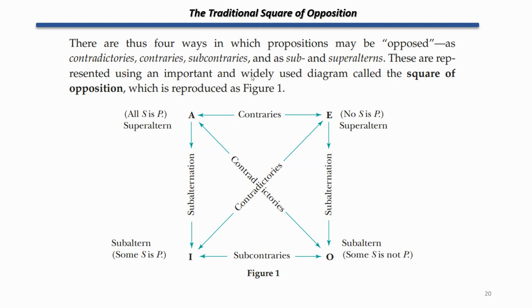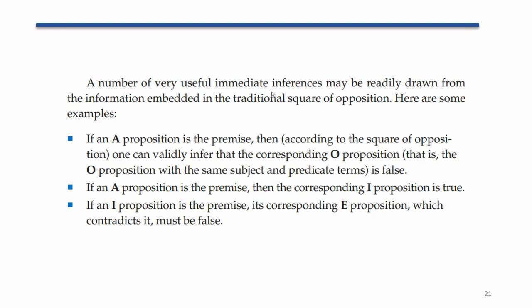So now, to summarize these things, a number of very useful intermediate inferences may be readily drawn from the information embedded in this traditional square of opposition. I have told you these things already, but still I'll pronounce them again. If an A proposition is the premise, then according to the square of opposition, one can validly infer that the corresponding O proposition is false.